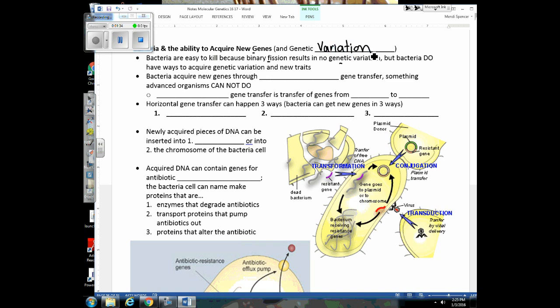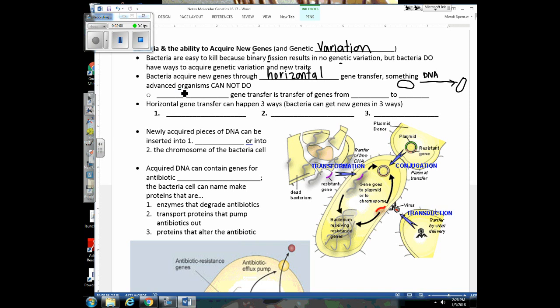Bacteria can acquire new genes through what's called horizontal gene transfer. So think of the horizon. The horizon is where the sky meets the ground. So the horizon is like that. The reason we call this horizontal gene transfer is because I can have one bacteria cell right here, and it can actually pass DNA to another bacteria cell sitting right next to it. So that is what we mean by horizontal gene transfer.